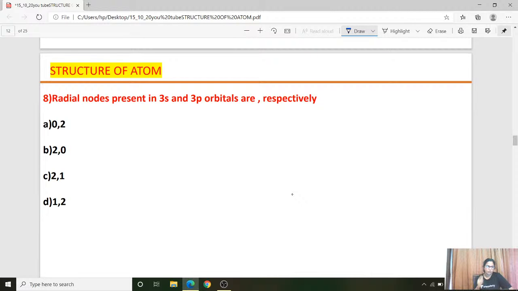Okay, students? So how do we solve radial nodes? Whenever the question is about radial nodes, you use the formula.